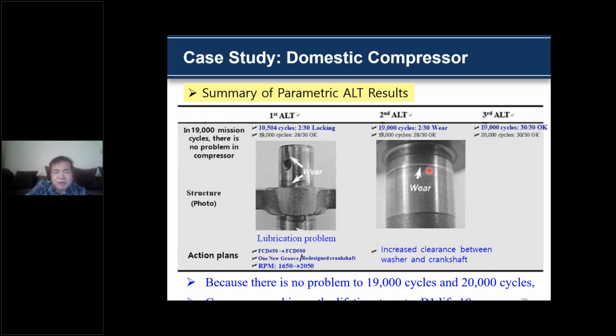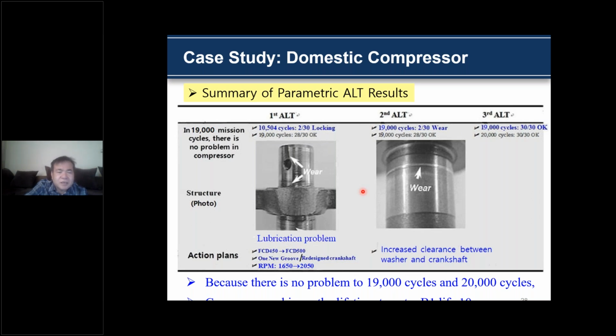In second art, we also found in the somewhere problem. It came from the interference between the crankshaft, the shaft and the washer. We changing the clearance between the washer and the crankshaft. In third art, there is no problem in the 19 and the 20,000 cycle. Compressor achieved the life target beyond life 10 years.